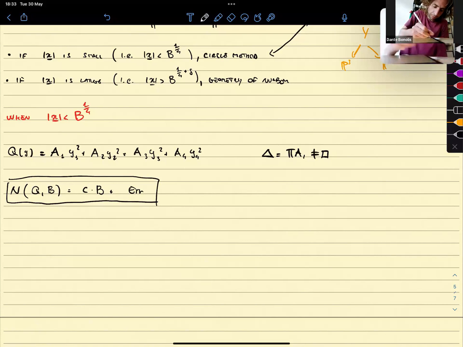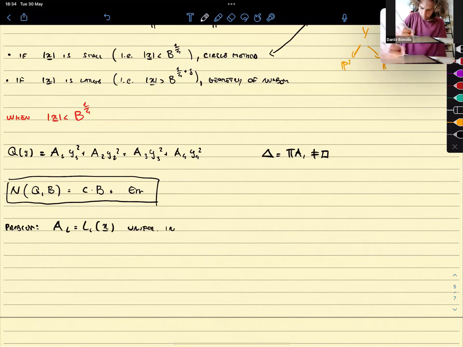But of course, the problem is that our A_i are dependent on X. X is growing with B, so we need uniformity in the error term. And basically we can control the error term.